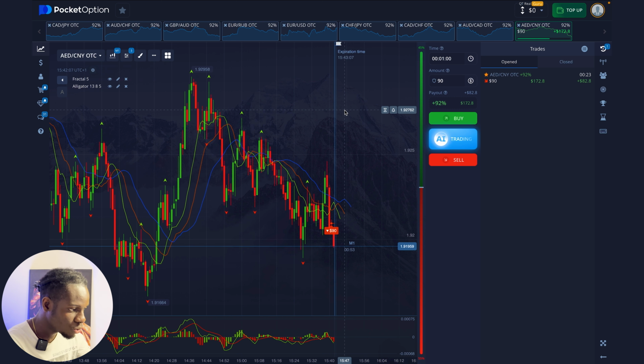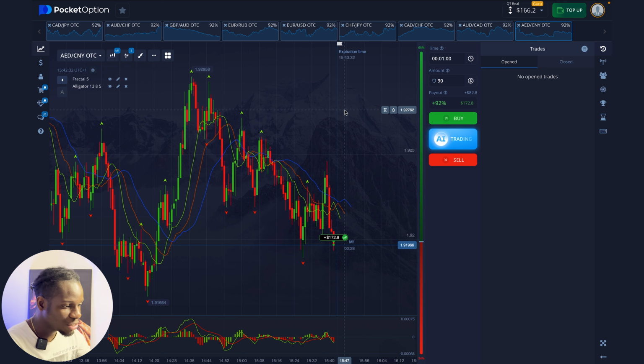Let's see how this one closes. So for this particular trade, I made sure to follow the trend, and I also used the alligator's moving lines and the oscillator together. I didn't really make use of the fractal for this one, but I'll show you when to use the fractal on the next trades. Perfect guys, so we're in profit.